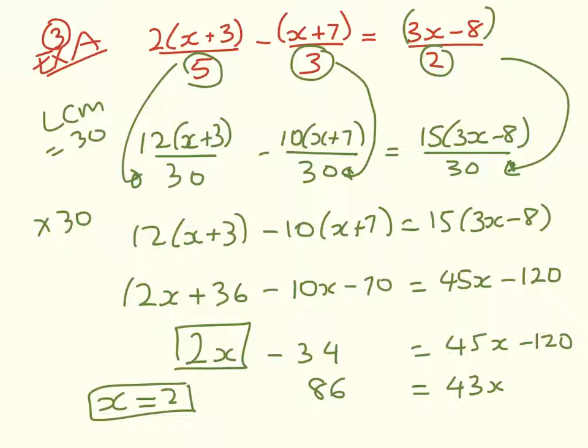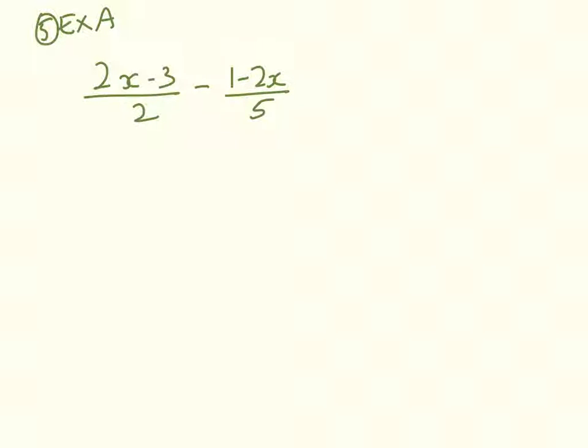Right, one more, and that'll be it for this video. Okay, so question 5 from exercise A looks like this. Right, the first thing to do here is to pop in the brackets there. Again, I'm going to look for the lowest common multiple of 2, 5 and 4. So the LCM will be 20. Get all of those fractions over 20.